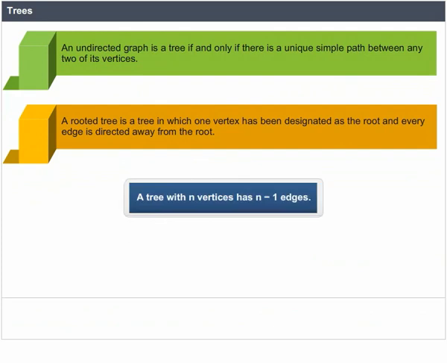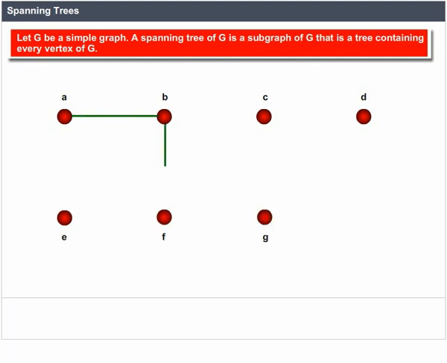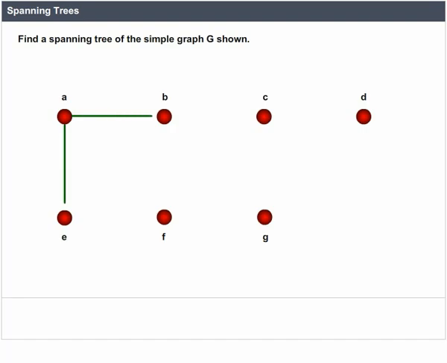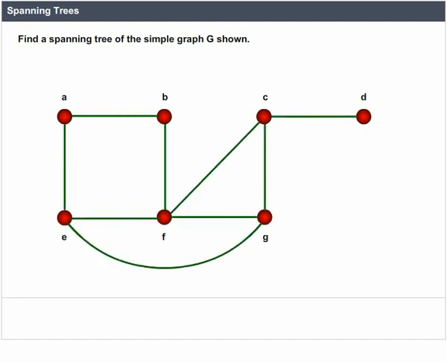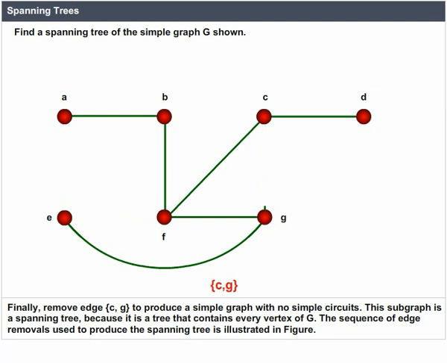Spanning trees. Let G be a simple graph. A spanning tree of G is a subgraph of G that is a tree containing every vertex of G. Find a spanning tree of the simple graph G shown. Finally, remove edge C,G to produce a simple graph with no simple circuits. This subgraph is a spanning tree because it is a tree that contains every vertex of G. The sequence of edge removals used to produce the spanning tree is illustrated in the figure.